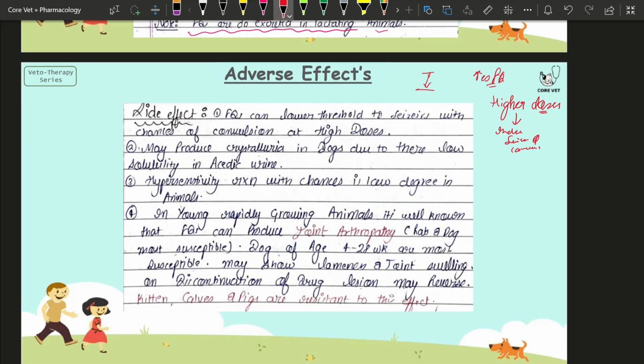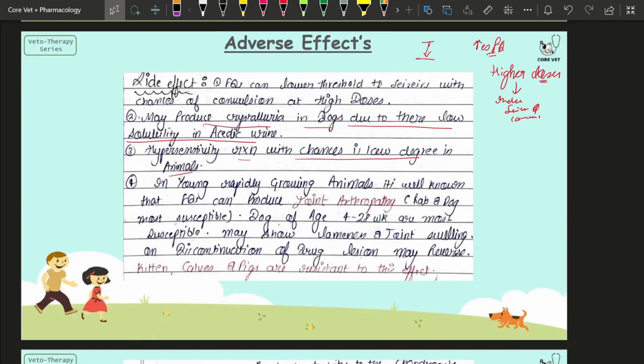Seizures and convulsions, right? And they may produce crystalluria in the dogs due to the low solubility in the acidic urine. I had told you that to increase the half-life of the fluoroquinolones, you can give urinary alkalizers, right? And hypersensitivity reactions occur with a low degree of chance in the animal. Means the hypersensitivity is quite not there in the cases of animals with the fluoroquinolones.